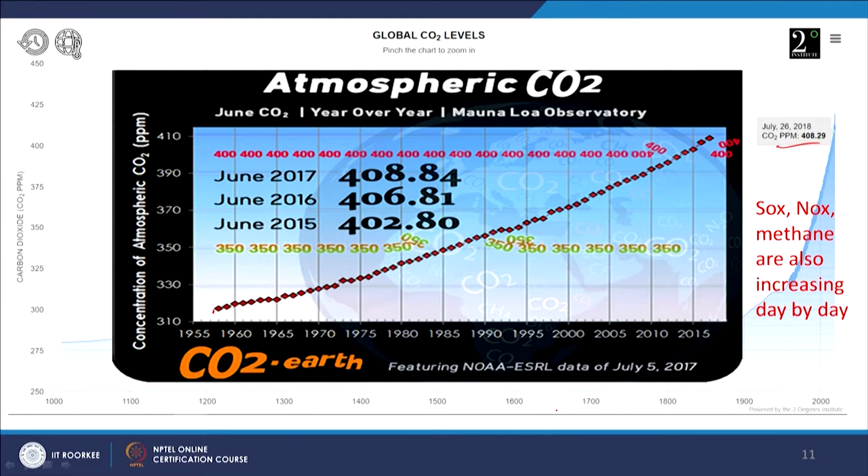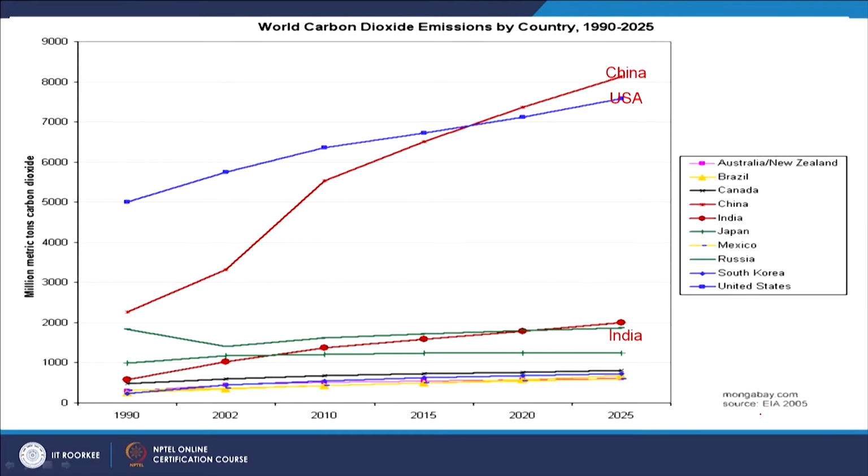Not only carbon dioxide, the SOx, NOx and methane are also increasing day by day. And if we see the carbon dioxide production by different countries, this figure gives us some idea that China and USA are the major carbon dioxide polluting countries. India, we are here, does not produce much carbon dioxide, but still we have to work to reduce the carbon emission.